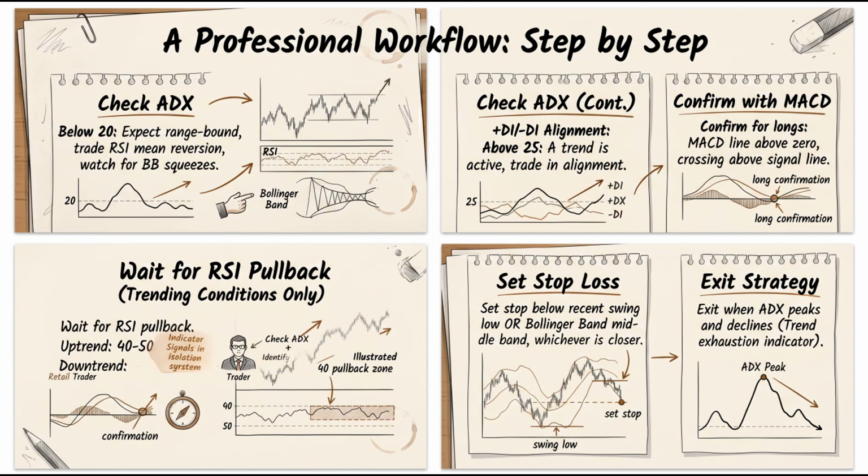Here is your professional workflow. First, check the ADX. If it is below 20, expect a range. If above 25, a trend is active. Second, in a trend, wait for an RSI pullback to the 40 to 50 zone for longs, or a rally to 50 to 60 for shorts. Third, confirm with the MACD. For a long, the line must be above 0 and crossing above the signal line. Fourth, set your stop below the recent swing low or the middle Bollinger Band. Finally, exit when the ADX peaks and starts to decline, signaling that the trend is exhausted.